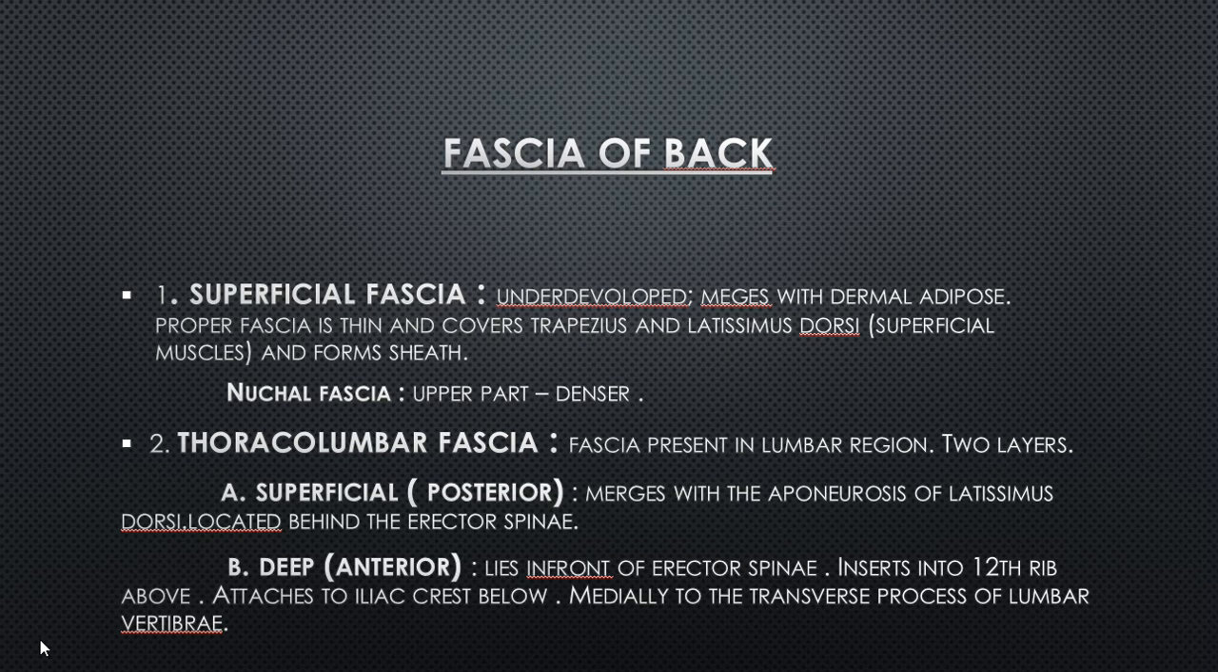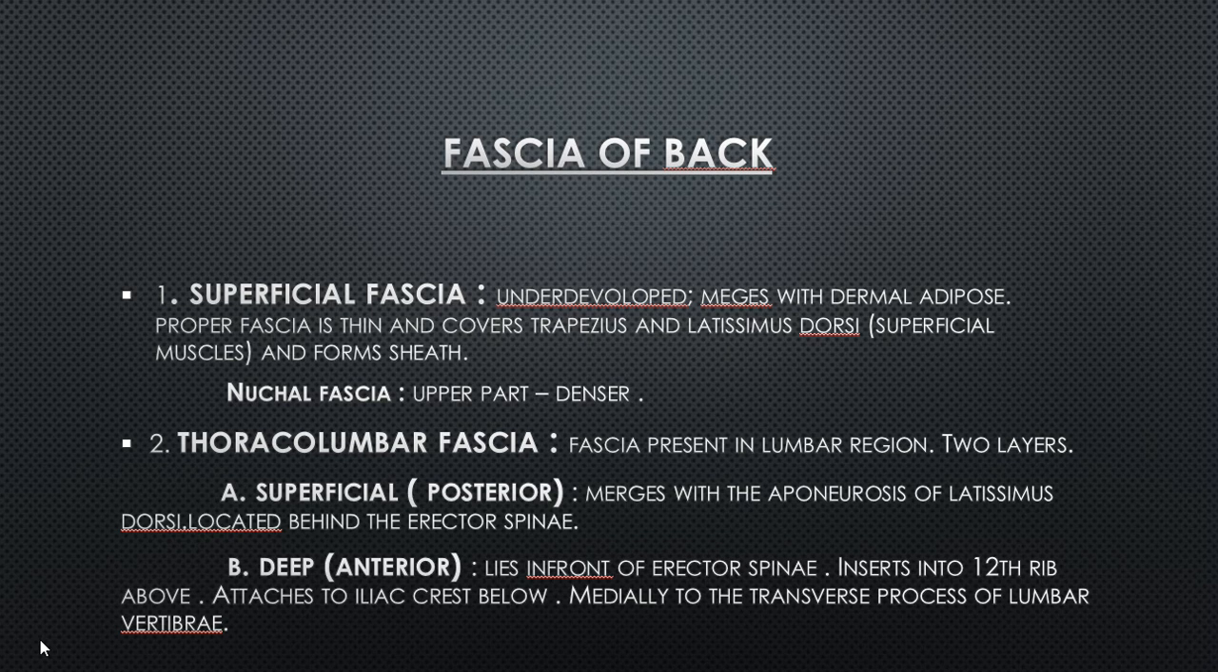Second one is thoracolumbar fascia. The fascia is present in the lumbar region and comprised of two layers, superficial and deep. The superficial or posterior layer merges with the aponeurosis of latissimus dorsi. It is located behind the erector spinae. The deep anterior layer lies in front of erector spinae.